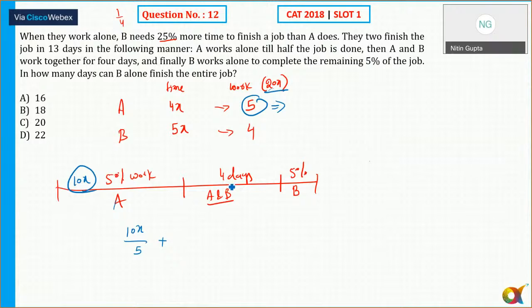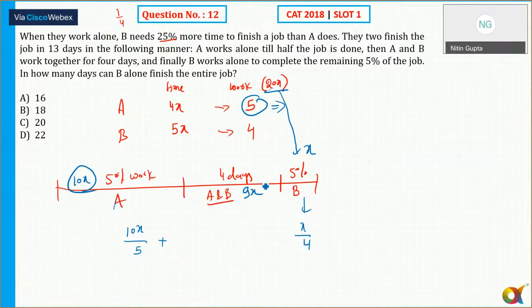Now after that, 5% in 4 days, for B, the last 5% of the work. 20x, 10% is equal to 2x. So 5% is basically x only. And this x unit of work is done by B alone. So what is the time taken by B? That is equal to x by 4. And 45% is 4x, or the remaining work is now 9.